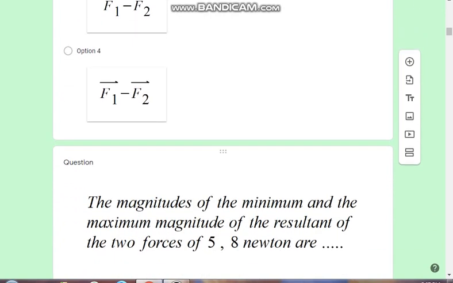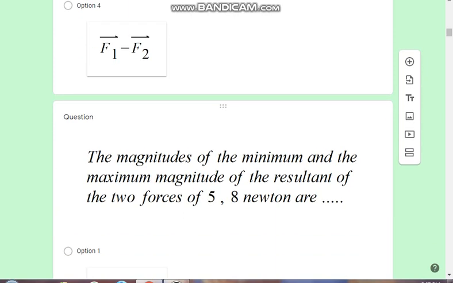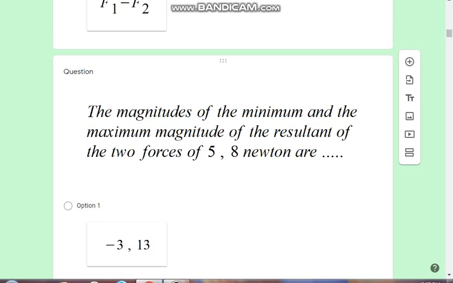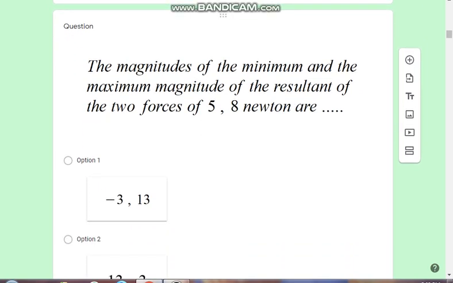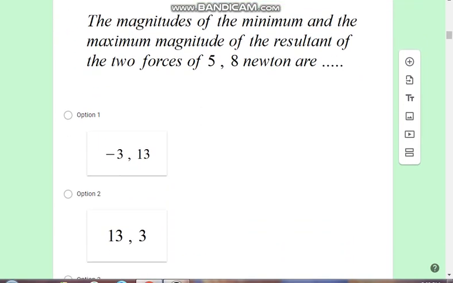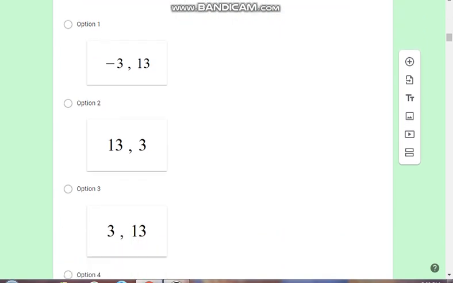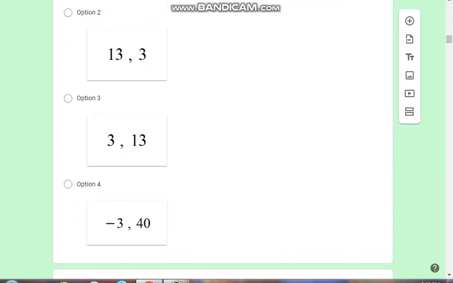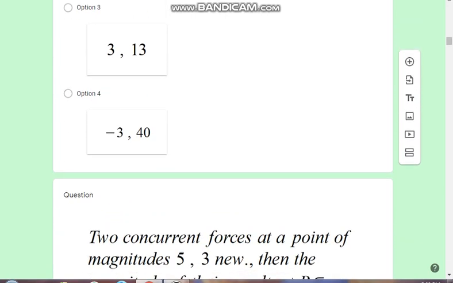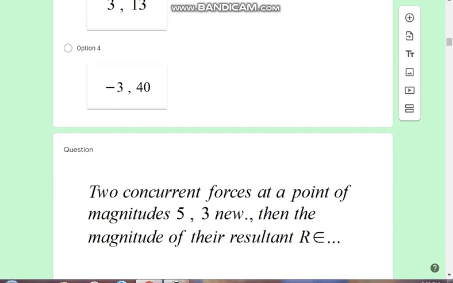Question number 3. The minimum and the maximum magnitude of the resultant of two forces of 5 and 8 Newton are. Choose one of the following: -3 and -13, or 13 and -3, or 3 and 13, or -3 and 40.